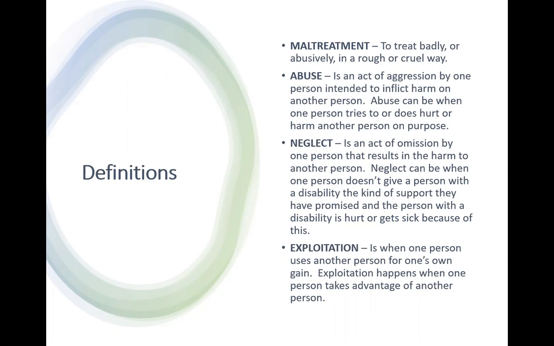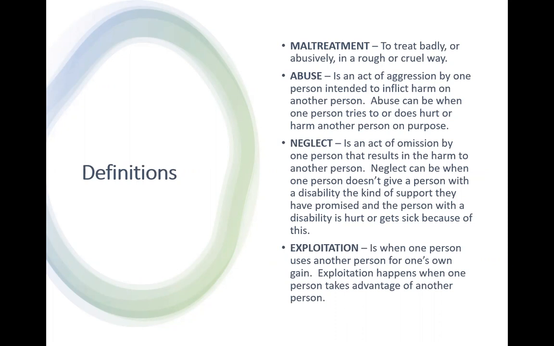In this training, we will look at the 4 areas of abuse and neglect: maltreatment, abuse, neglect, and exploitation. Maltreatment is defined as treating another person badly or abusively in a rough or cruel way. Abuse is an act of aggression by one person intended to inflict harm on another person. Abuse can be when one person tries to or does hurt or harm another person on purpose.